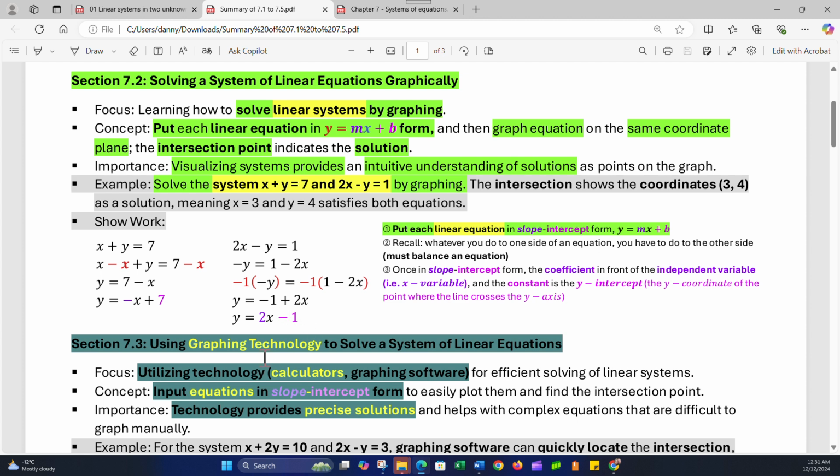And the y-intercept is, again, the y-coordinate of the point on the line that crosses the y-axis. So that's what section 7.2 was about. It was about solving systems of linear equations via graphing. It's intuitive, it's easy to visualize the solution because it's the intersection of the graph, but it's time consuming and it doesn't yield accurate, precise results most of the time. It gives you an approximation.